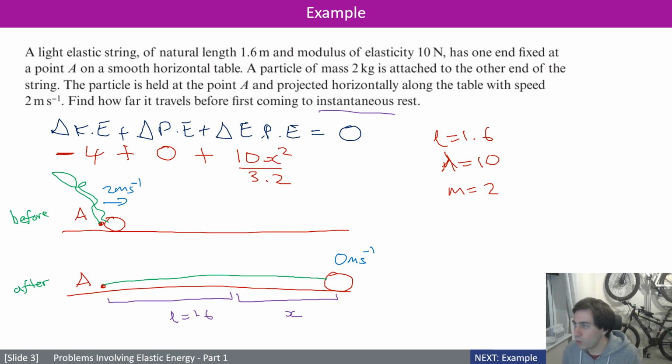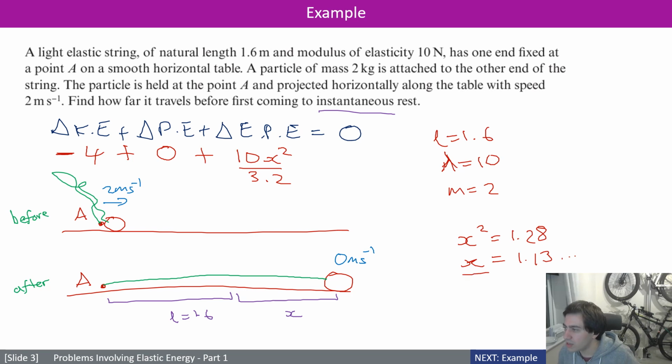So working with that, then do a bit of rearranging. You'll end up with x squared equals 4 times 3.2 over 10, which gives us 1.28, and therefore x is equal to, and I square root it, and I get 1.13 roughly.